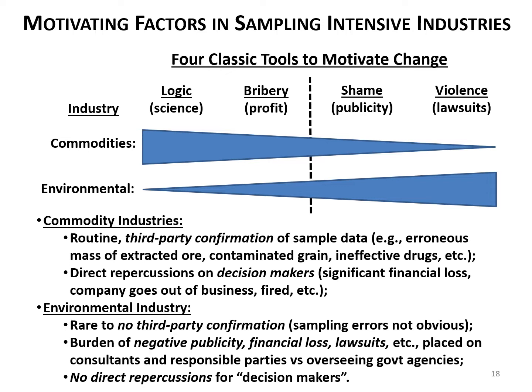I guess also someone could go in and test a property in a property transaction. And suddenly they say they use good multi-increment sampling methods, I realize the property is still contaminated, and then a lot of problems come from that.